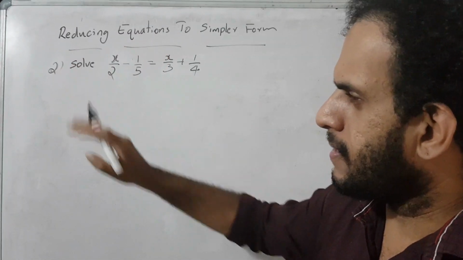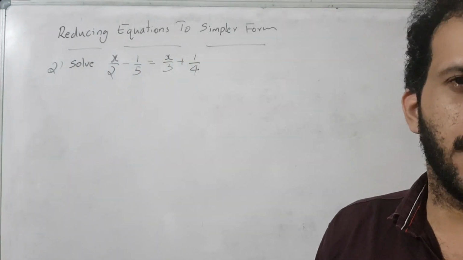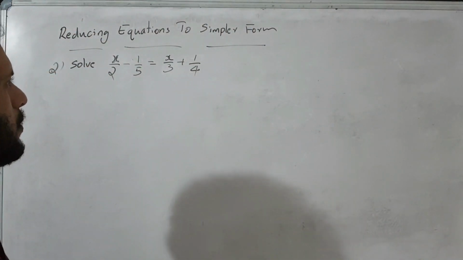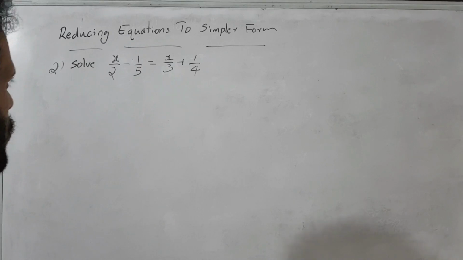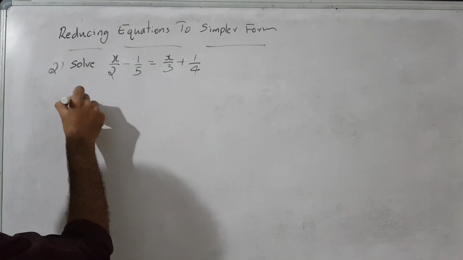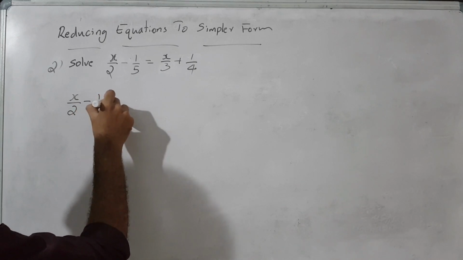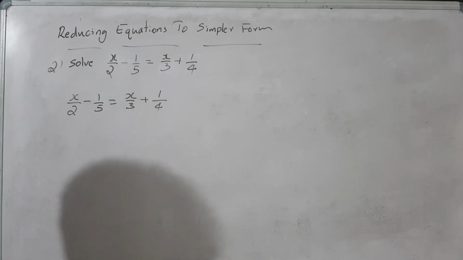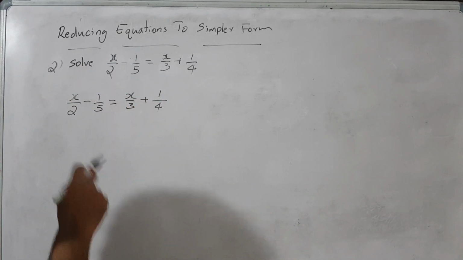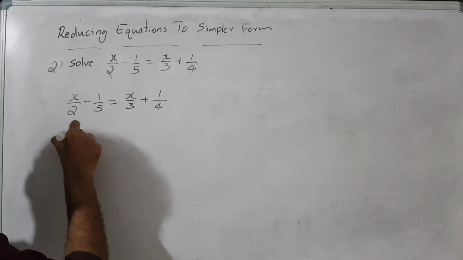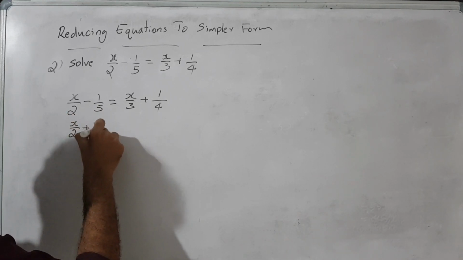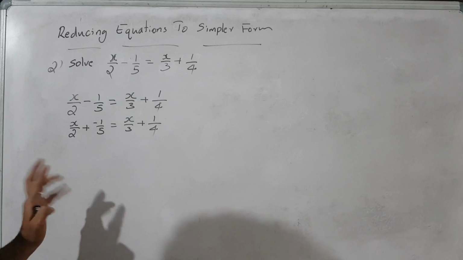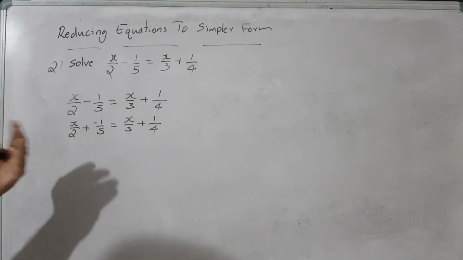Correct. The variable containing term is separate and the non-containing term is separate. So what is our first step? We take the variables on one side and the variable not containing terms on the other side. So what is next? x by 2 minus 1 by 5 is equal to x by 3 plus 1 by 4. So we transpose the numbers to one side. First we write the minus as plus minus: x by 2 plus minus 1 by 5 is equal to x by 3 plus 1 by 4. So okay, then what is next?